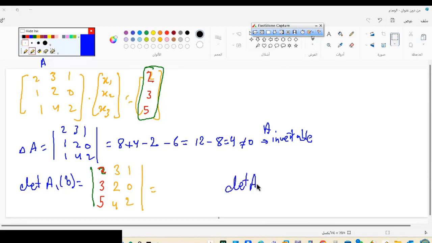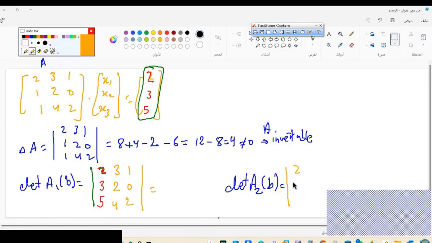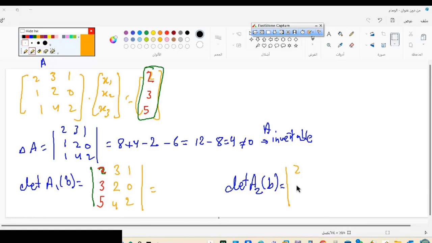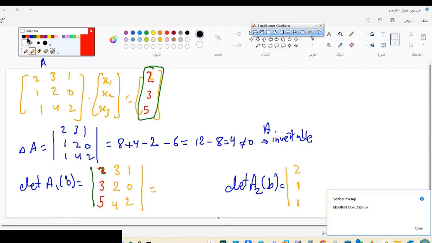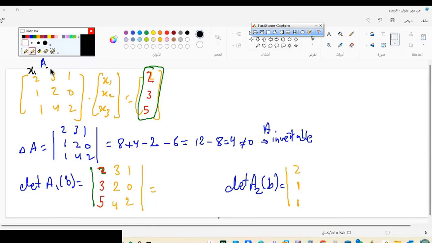Det A2 B, it is 2. This is the method. This is the method. Who asked me why? This is the method. Now I'm talking about this is C. This is because this is x1, this is x2, this is x3. Now 2, 3, 5. We have 1, 0 to calculate. Equal. Is it clear?